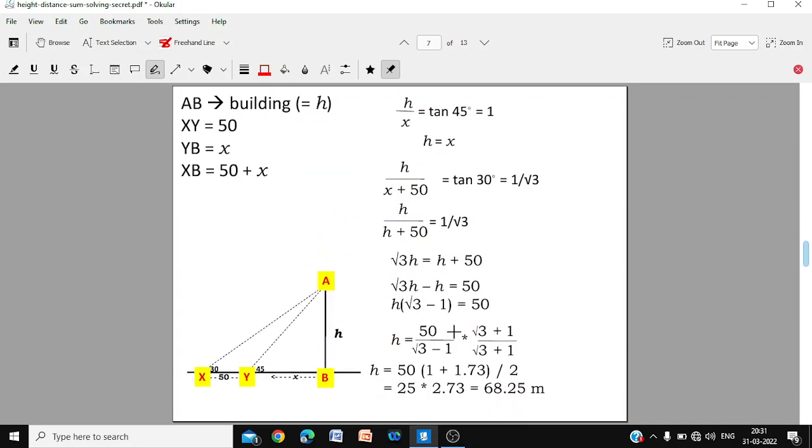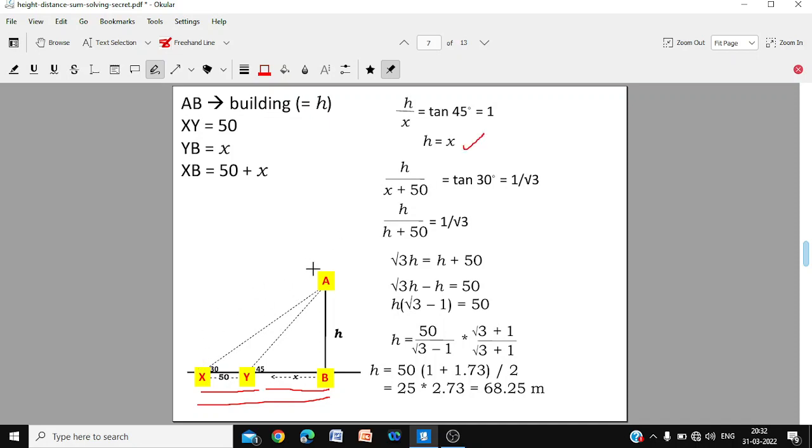Now we can see that AB is the building, height h meters. And this is 50 because he walked 50 meters. And this is x. So the total should be x plus 50. So height by x, we are taking only this triangle number 1, only this smaller triangle. h by x is tan 45, that is 1, so h equal to x.